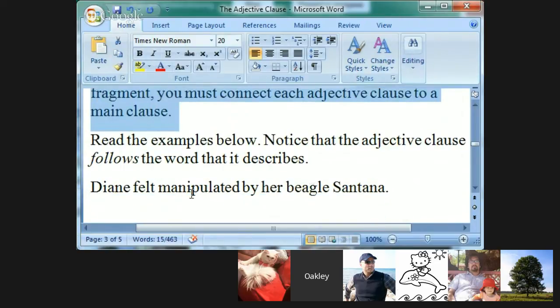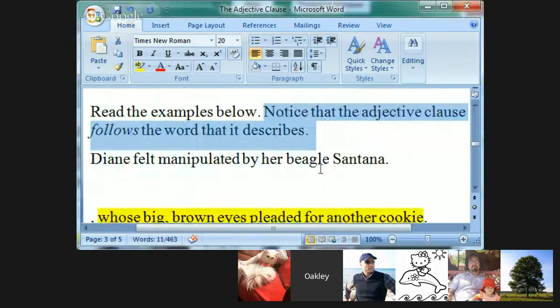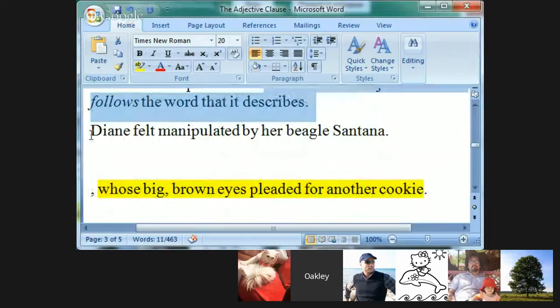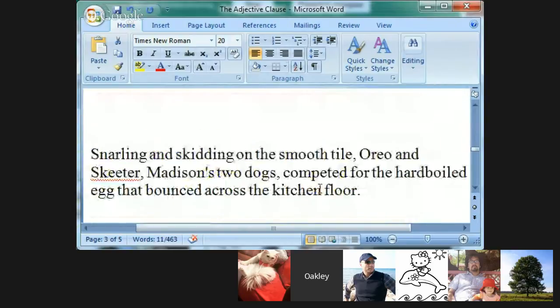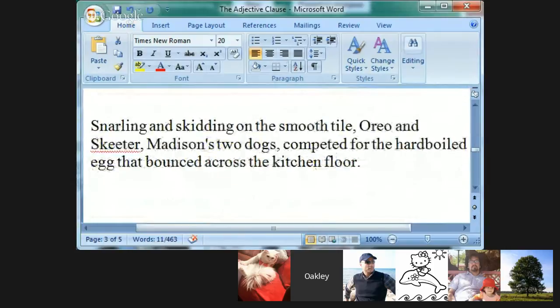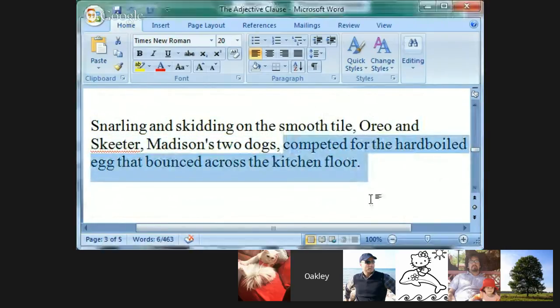Notice the adjective clause follows the word that it describes. So, Diane felt manipulated by her beagle Santana, whose big brown eyes pleaded for another cookie. Here's the one that David came up with. He gave a different, much simpler answer, but okay. Snarling and skidding on the smooth tile, Oreo and Skeeter, Madison's two dogs, competed for the hard-boiled egg that bounced across the kitchen floor.